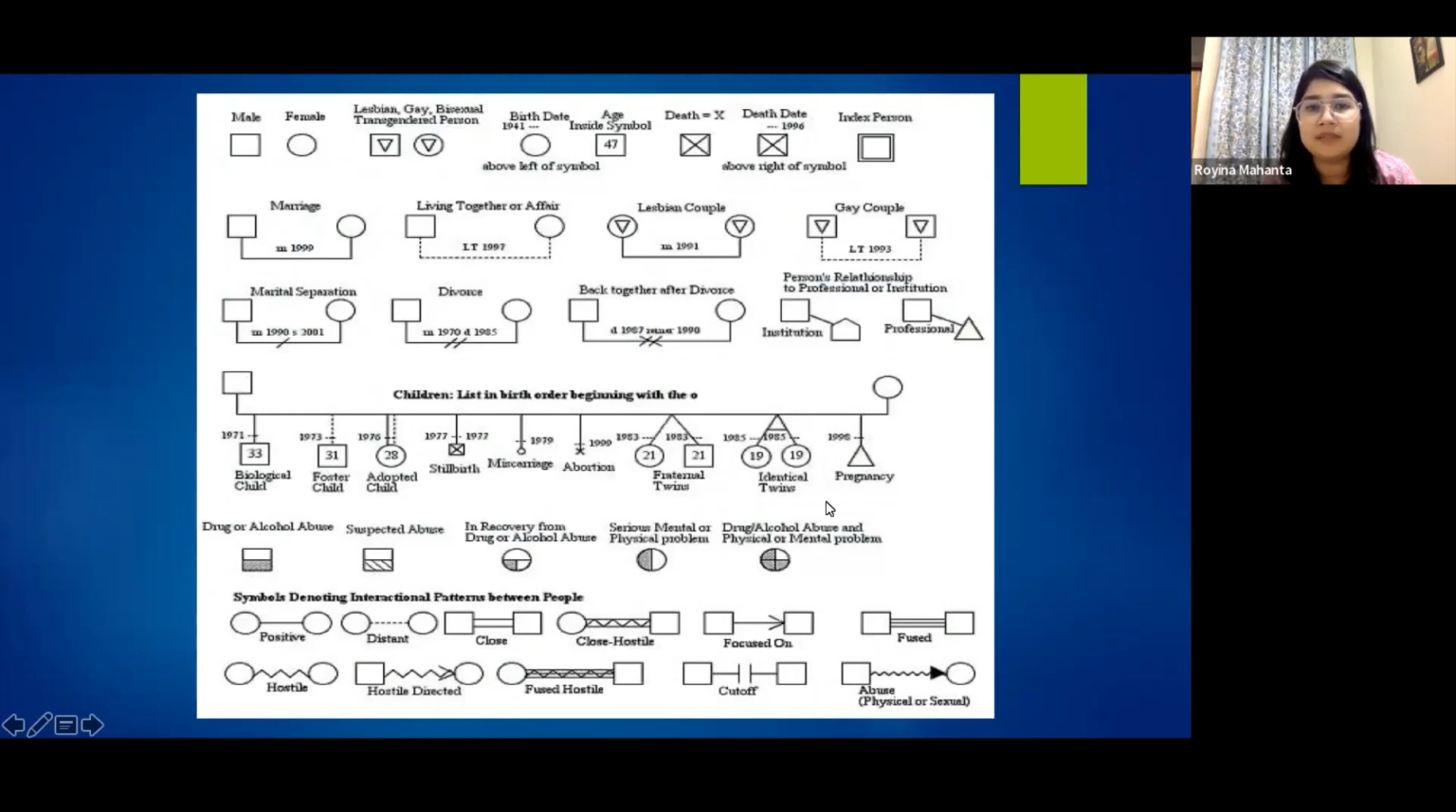All these life events and interactional patterns are very important in family assessment. So we use these symbols to explain pictorially, and these symbols which explain relationships are also used in what is known as structural mapping to understand the relationships that exist between the family members.